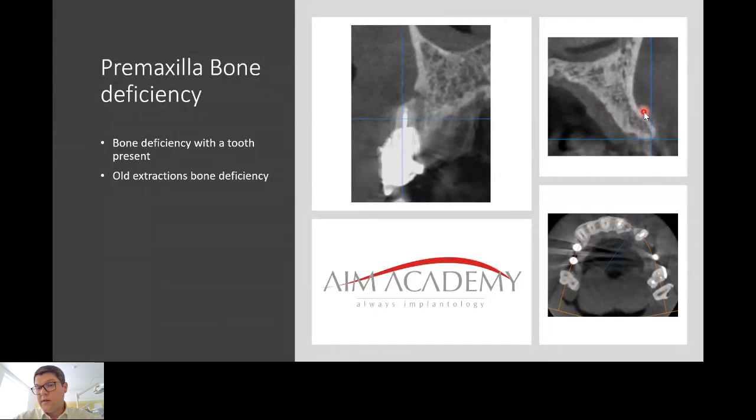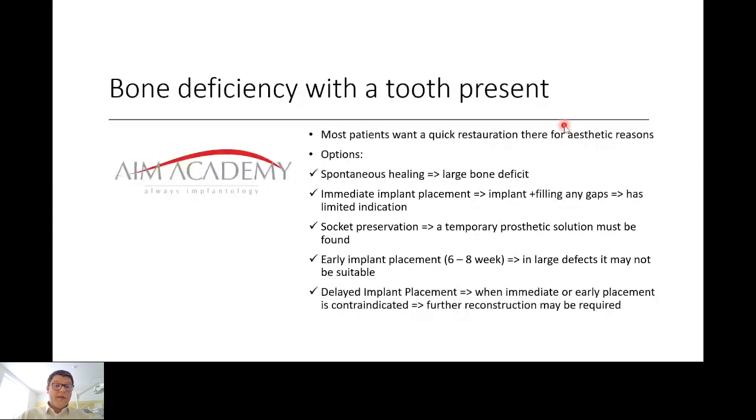But here, it's an old extraction site. So you can see the typical atrophy on the frontal region, especially on the vestibular side, as here is the same situation as here. So what do the patients want? Bone deficiency: when the tooth is present, the patient has a different approach compared with a patient who has a tooth absent for a long period of time.